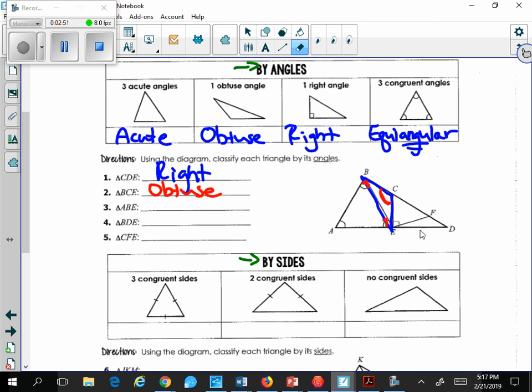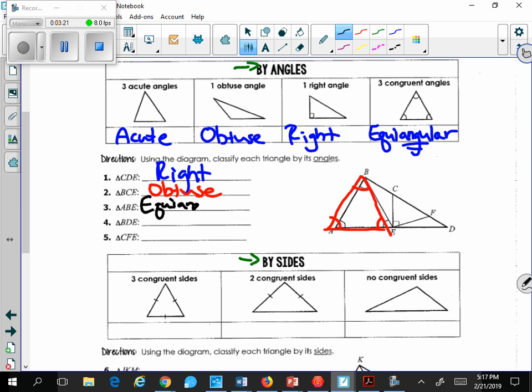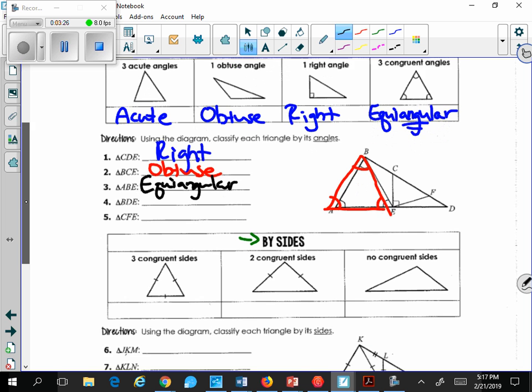I'm not going to do too many of those because I think you'll be okay with that. Only one that I want to address is this guy right here. Sorry, the smartboard is crazy, but triangle ABE. Again, these little marks in there tell me that all those angles are congruent to one another. And if I'm classifying by angles, the way that I'm saying that is that they are equiangular. Okay, so let's move on.